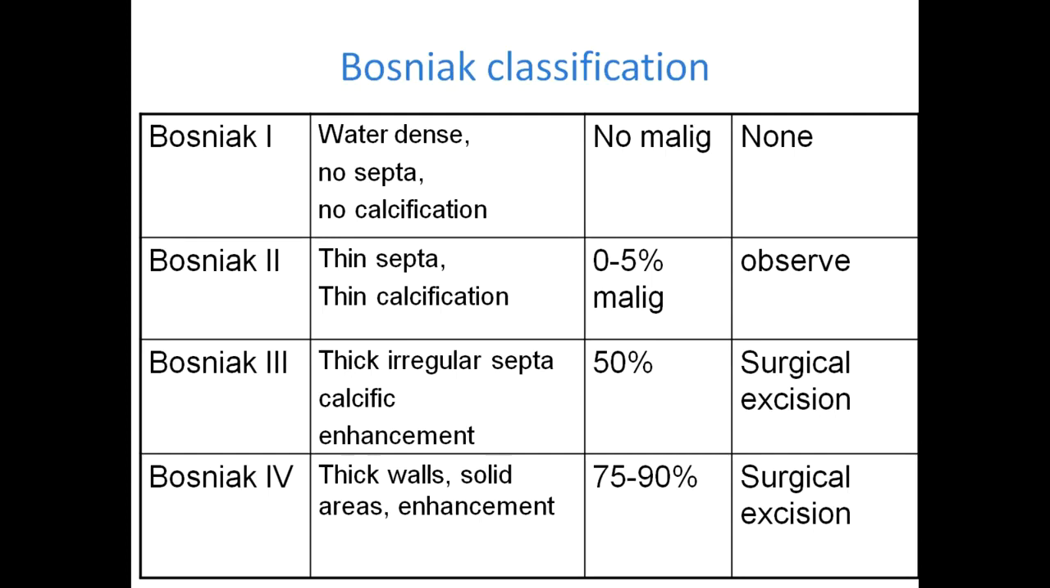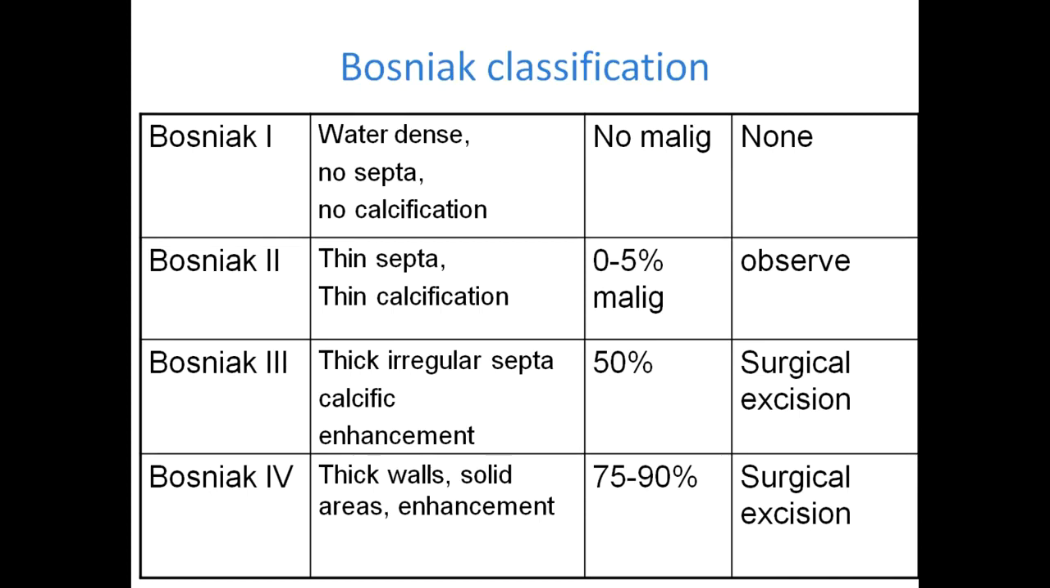But in a type 3 cyst, all the features I said earlier, that is the septa, the thickness of the septa, the calcification, and some solid areas, and the number of septae, all these features are more pronounced in type 3.